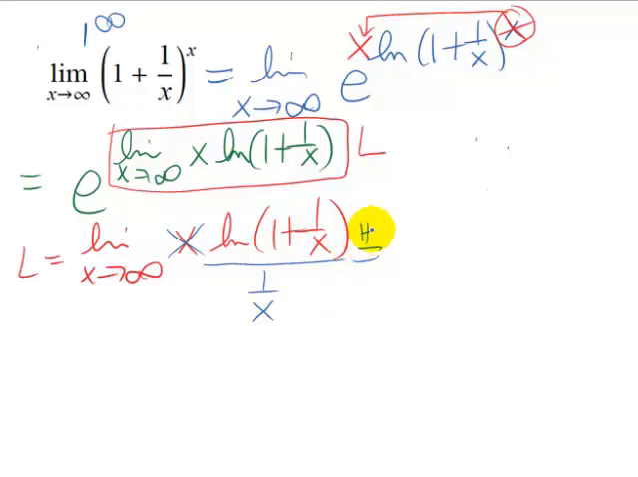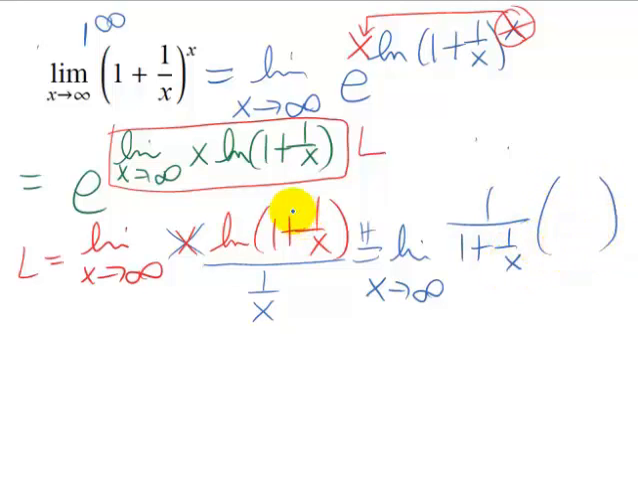So let's do that. We would have the limit as x approaches infinity of the derivative of the numerator. The derivative of ln of some stuff is going to be 1 over the stuff times the derivative of the stuff. And here's the stuff inside. The derivative of 1 is 0, of course, and we've seen the derivative of 1 over x a lot. We know that's negative 1 over x squared.